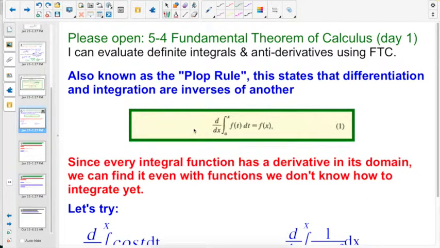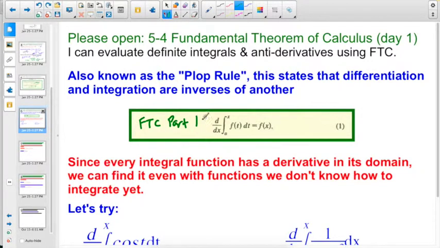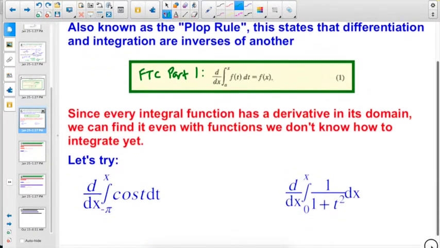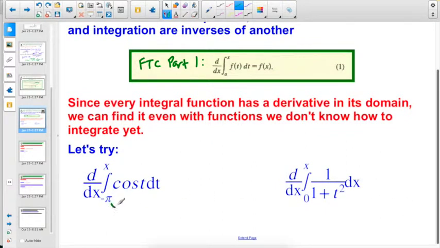So using this Fundamental Theorem of Calculus, Part 1, let's take a look at a couple of examples here. We notice that we have a constant and the variable x. And we're asked then to take the function cosine of t, find its antiderivative, and then its derivative again. So we know that the answer here is just cosine of x.